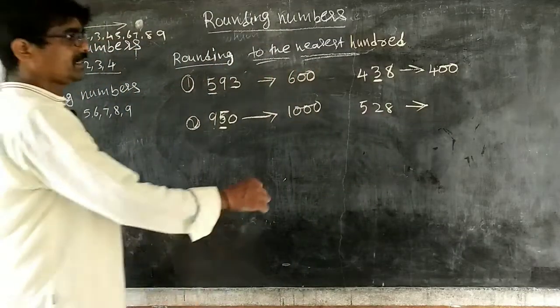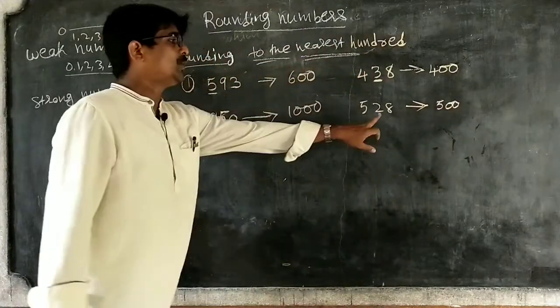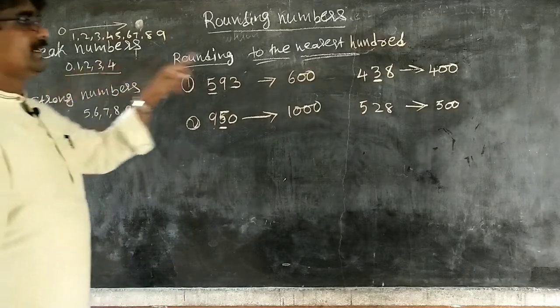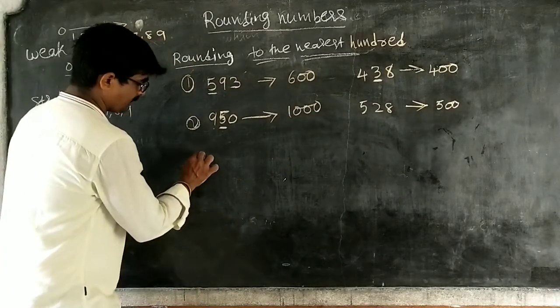528 means we simply get only 500, because 2 is a weak number. Simply have to write 500.